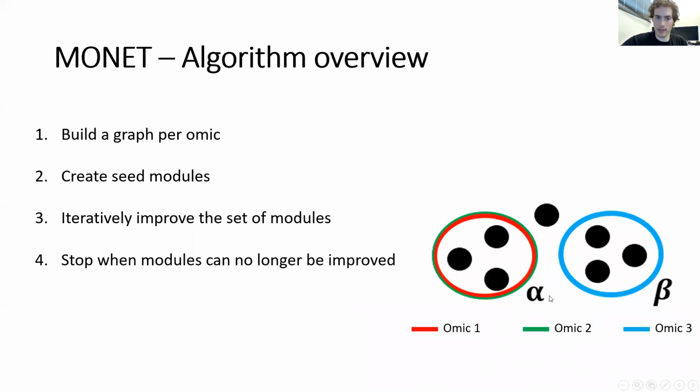I will now explain what the algorithm looks like. So first we build a graph for every omic separately, in which the nodes are samples. Then we create some initial solution, and the rest of the algorithm is iterative. In every iteration, we try many different actions to improve our current solution. We choose the one that best improves the solution greedily, and we stop when we can no longer improve our solution. So let's dive into what we do in every iteration.